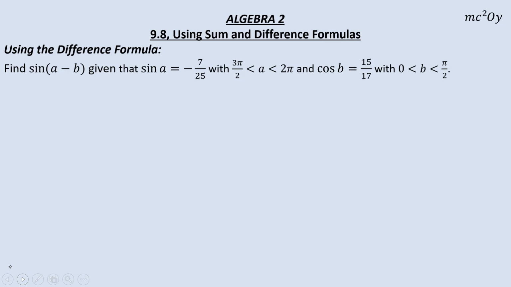All right, we'll try another one here. Different type of problem. Using the difference formula, let's find the sine of a minus b given that sine a is negative 7/25 with a being between 3 pi over 2 and 2 pi, and cosine b is 15/17 with b being between 0 and pi over 2. Let's go ahead and take a look at that.